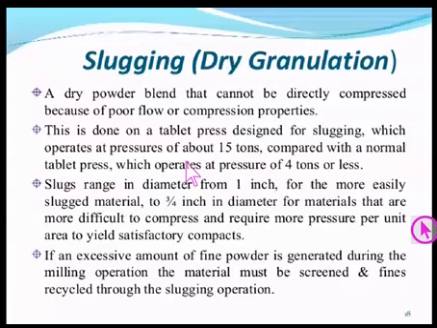is carried out in a tablet press which is specially designed for the purpose of slugging, and it operates at a pressure of about 15 tons compared with a normal tablet press which operates at a pressure of 4 tons or less. The slugs are large in diameter, ranging from 1 inch for more easily slugged material to 3/4 inch in diameter for materials that are more difficult to compress and require more pressure per unit area to yield satisfactory compacts.